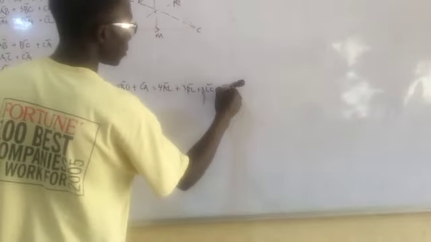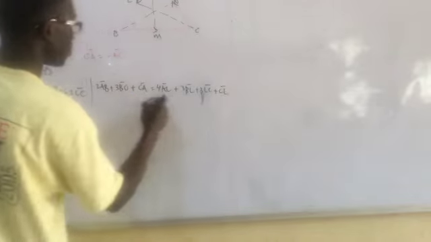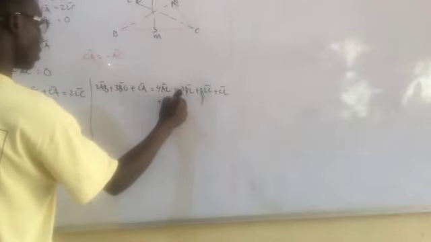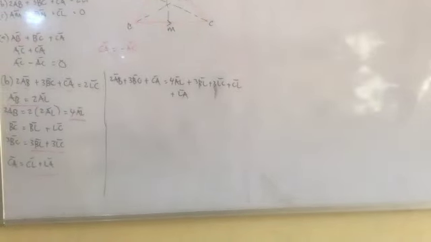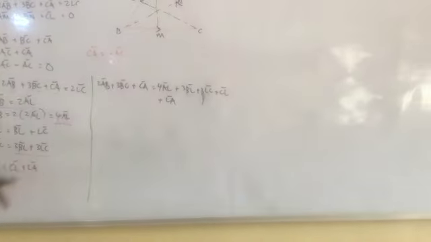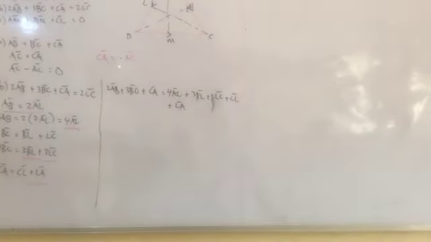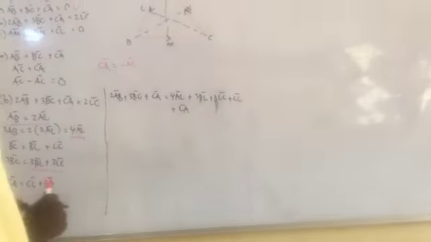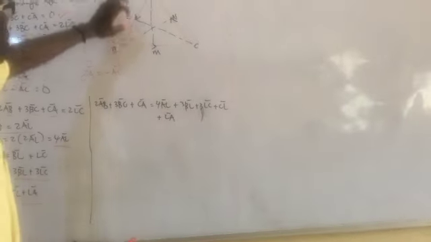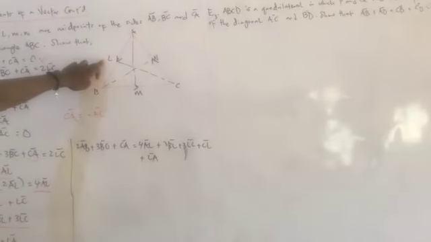Then our CA is CL plus LA. Now we have some common factors here, but we still have to change some. Let's look at some related terms here. We have AL here. This is AL coming.